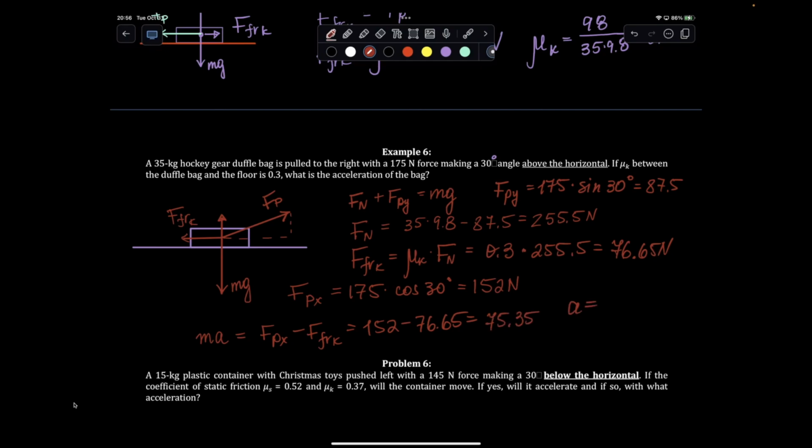75.35. From here, acceleration, according to Newton's second law, is net force 75.35 over mass 35. So about 2.2 meters per second squared. And it accelerates in the direction of the pull.